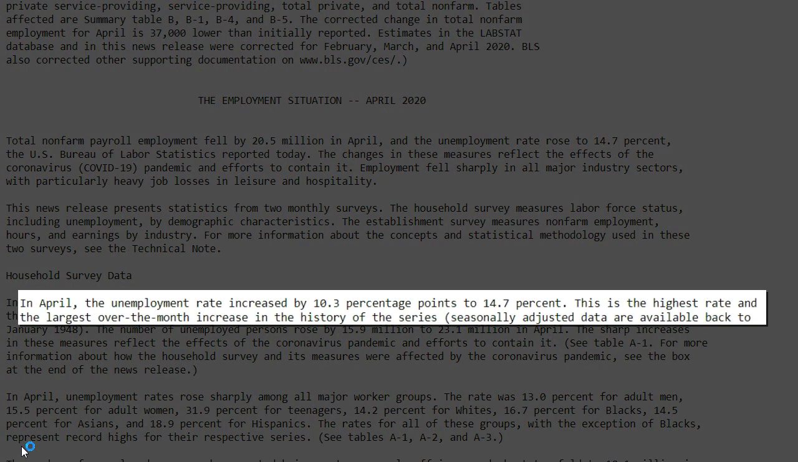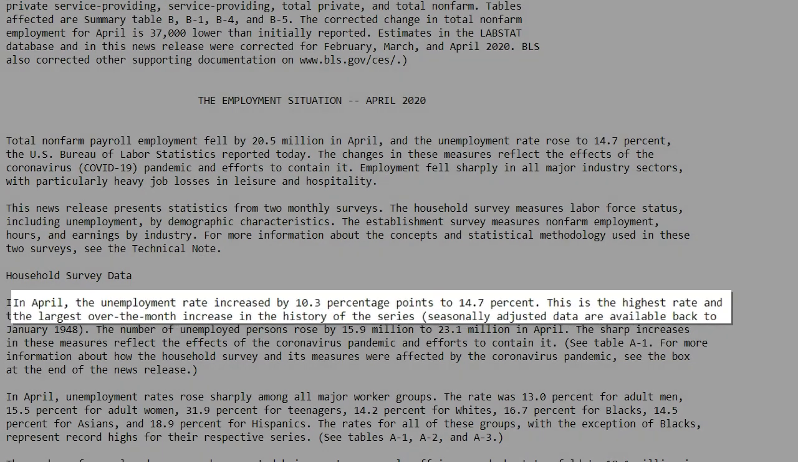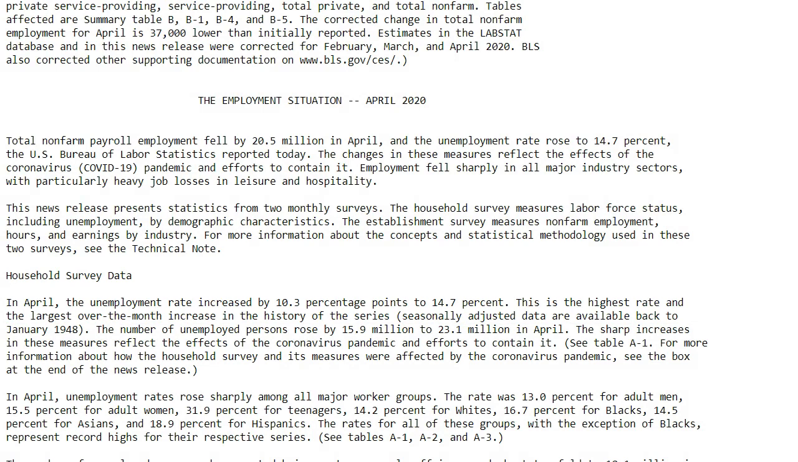This is the highest rate and the largest over the month increase in the history of the series. So you might not have known that by just looking at the data tables alone. And basically the synopsis is what many media articles use when reporting the unemployment data.